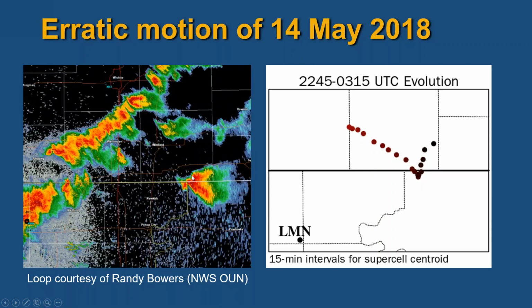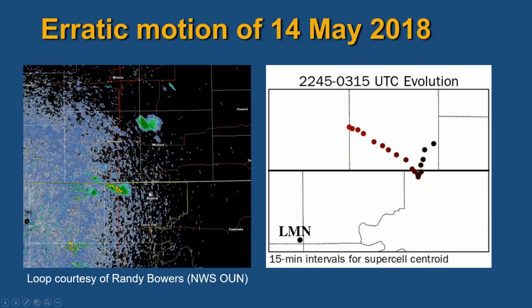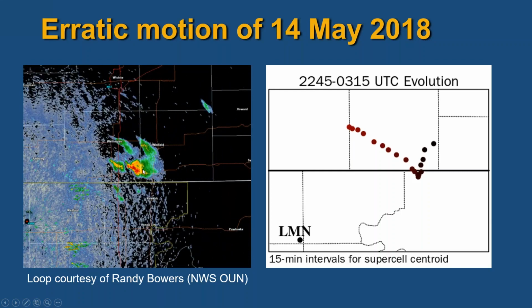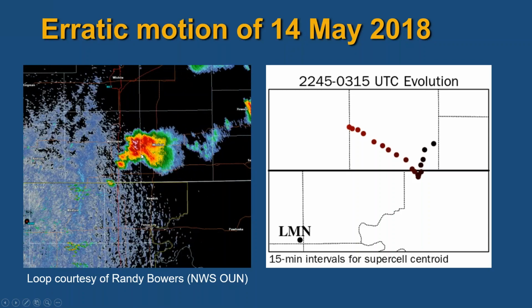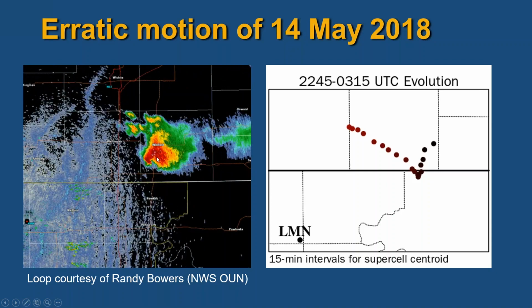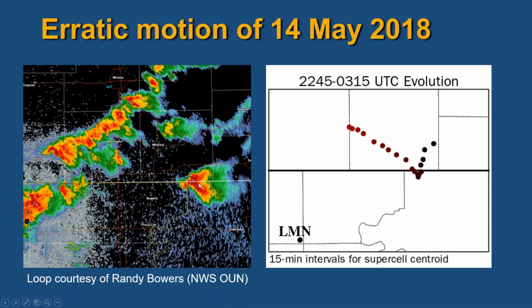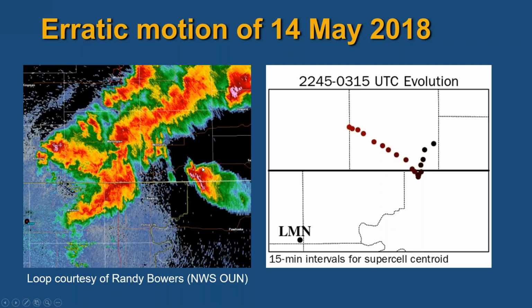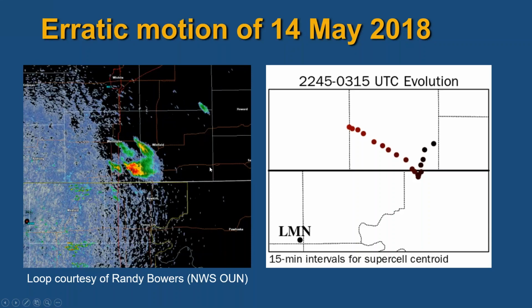So we'll go back to the animation here. I'm sure many people are aware of this, but I'll narrate it. We have these multicells kind of moving northeast, pulsing. Eventually it develops into a supercell and then takes off to the southeast once it's a supercell. It gets to the Oklahoma border, stops, says, oh, I want to go back to Kansas. And that turned out to be a very bad decision because it got blown away by the QLCS.